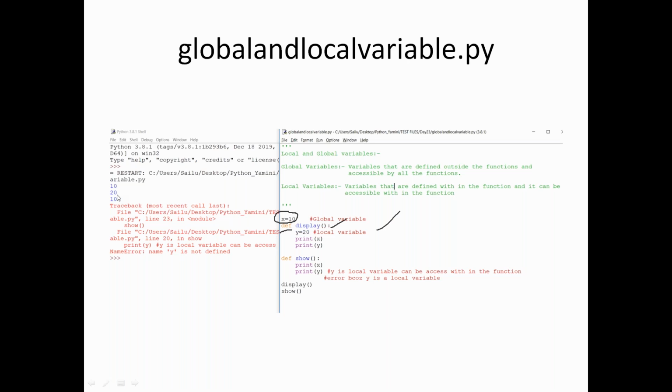Now, there is a question. There might be a chance, cautiously or incautiously, that you may define x as both global and local.